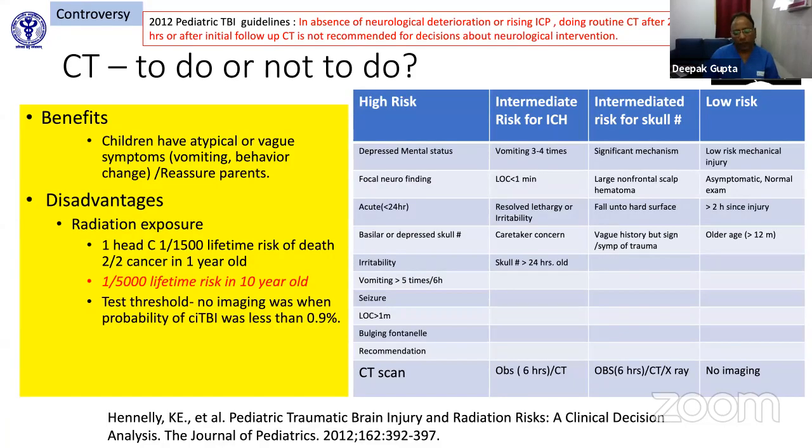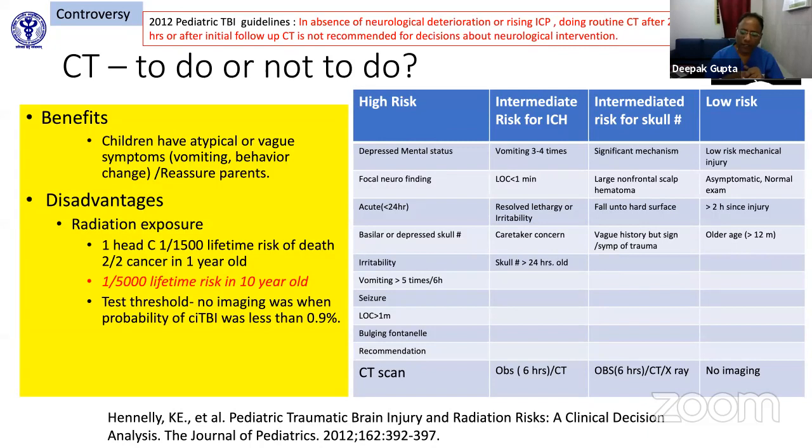Now, I've been given the topic of controversy in pediatric TBI. So I would say that the first controversy is whether to do CT or not to do CT when a child with a minor head injury comes to you in the emergency. There is no controversy in doing a CT scan in moderate and severely head-injured children when the GCS is 12 or below. In children with GCS of 14 and 15, when you do a CT scan, the chance of picking up an abnormal finding is less than 1%, I would say.